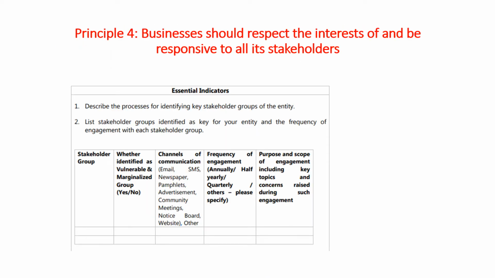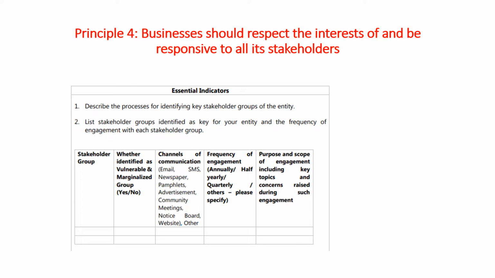Now we move on to principle number 4. Principle number 4 is about respecting the interests of and being responsive to your stakeholders. So first of all, describe the process. This is compulsory in nature because it is an essential indicator. Describe the process for identifying the key stakeholder groups of the entity. List the stakeholder groups identified as key for your entity and the frequency of engagement of each.